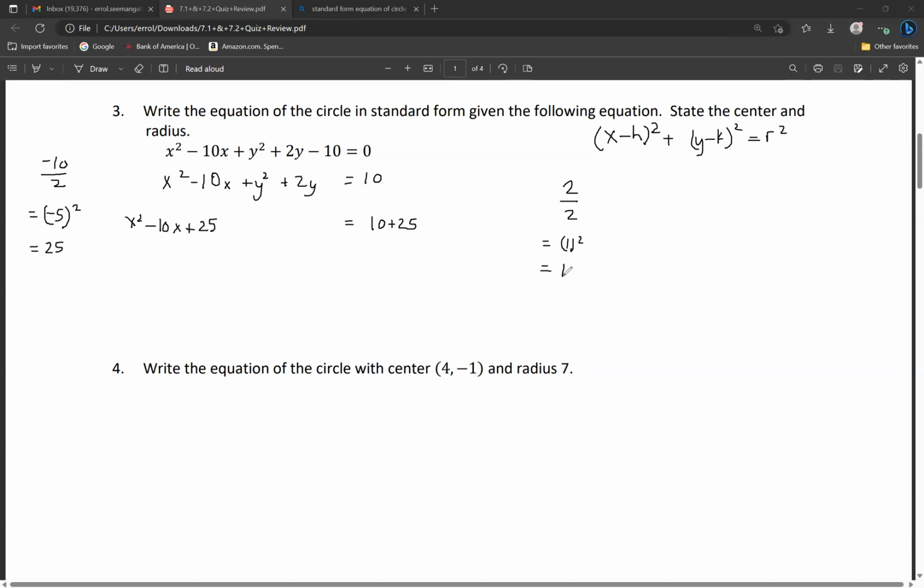Exactly, 2 and 1. So we're going to add that on the end right here and on the right side. So let's do it: plus y squared plus 2y plus 1. Now we added 1 on the left side, so we have to add 1 on the right side. Okay, so now we're going to factor this and factor this.